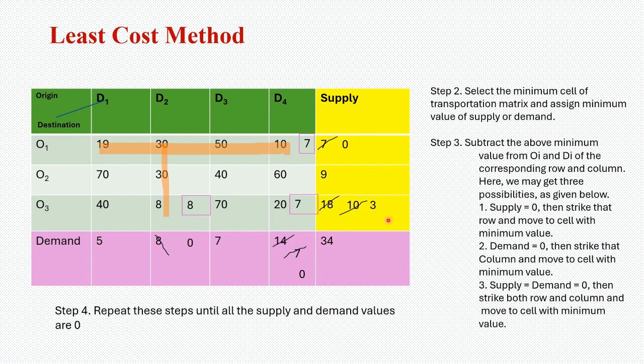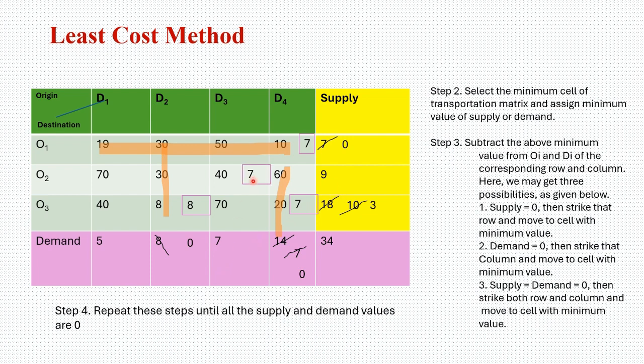Now we move to the cell with next least value. We see two cells with the next minimum value 40. We can choose any one. We are choosing this one, between 7 and 9. 7 is less, so minimum value is 7. 7 minus 7 is 0. 9 minus 7 is 2.